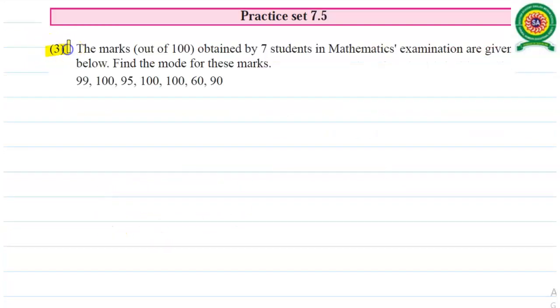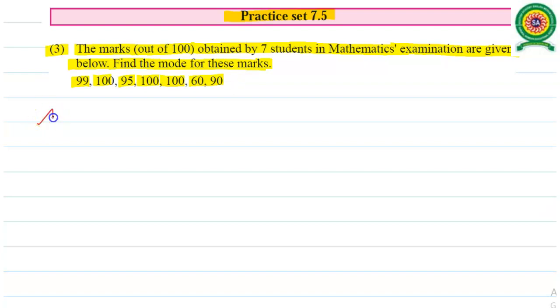Look at question number 3 from practice set 7.5. The marks out of 100 obtained by 7 students in the mathematics examination are given below. Find the mode of these marks. The marks out of 100 for the 7 students are 99, 100, 95, 100, 100, 60 and 90.